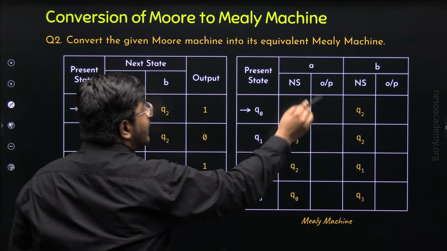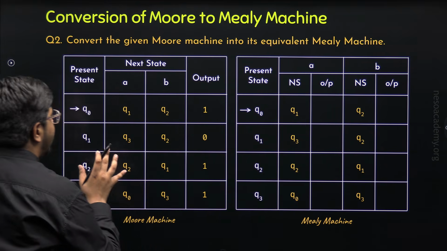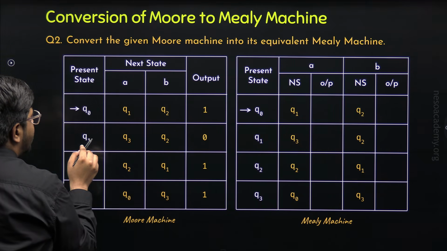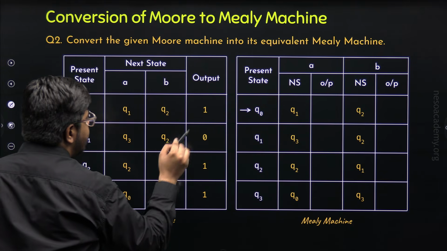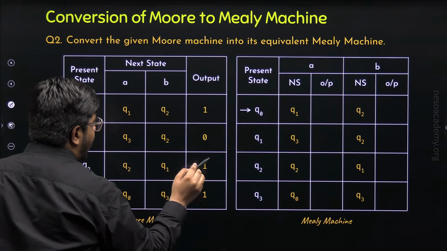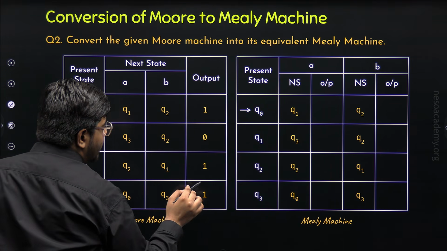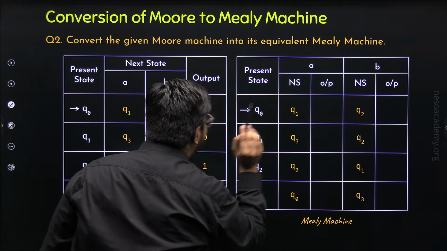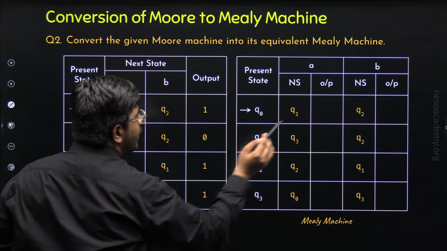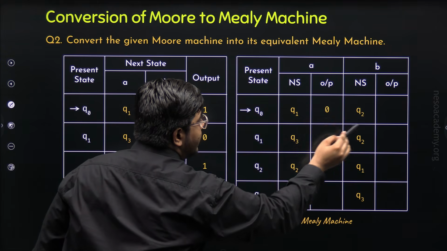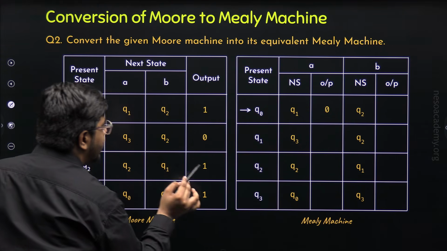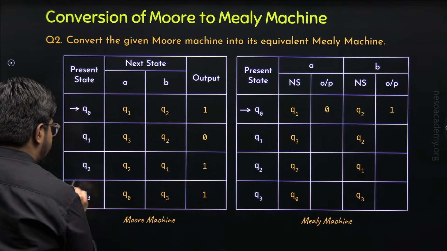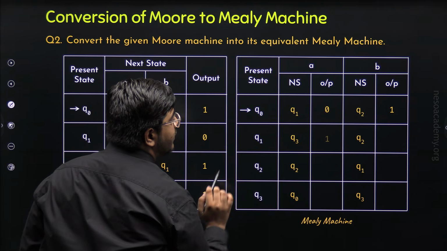Now we need to determine the output symbols. The output symbol associated with the state Q0 is 1. The output symbol associated with the state Q1 is 0. For the state Q2 it is 1, and for the state Q3 it is 1. So here we need to fill the output for the state Q1. For the state Q1, the output is 0, so here we will write 0. For the state Q2, the output is 1, that is why we will write 1. For the state Q3, the output is 1, so here we will write 1.